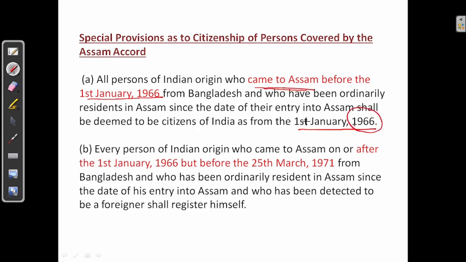Next, every person of Indian origin who came to Assam after 1st January 1966 but before 25th March 1971 from Bangladesh, who has been ordinarily resident in Assam since the date of entry and has been detected to be a foreigner, shall register himself. Okay, those who came to Assam from Bangladesh after 1st January 1966 but before 25th March 1971 have the power to register themselves for Indian citizenship.